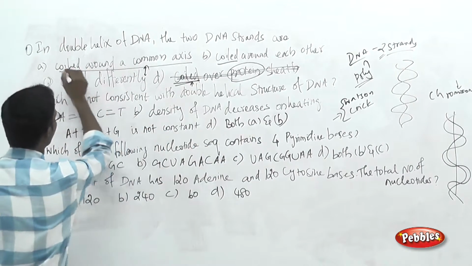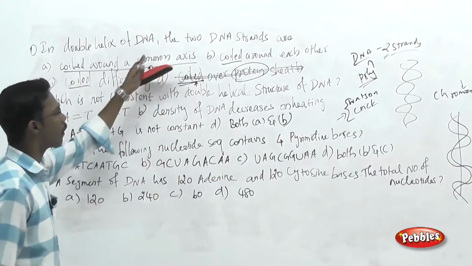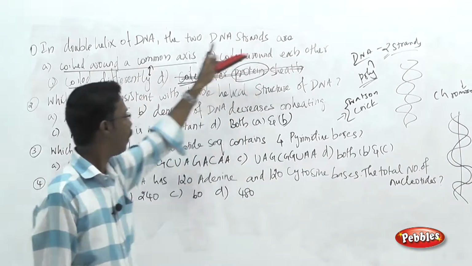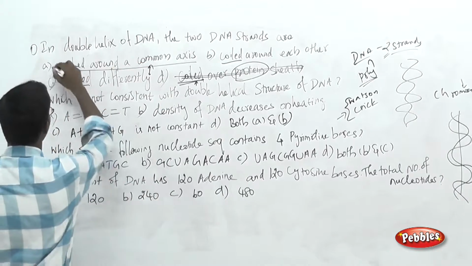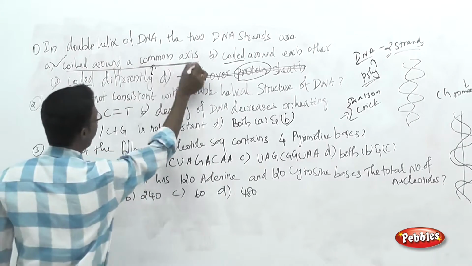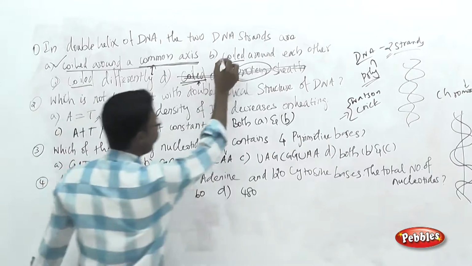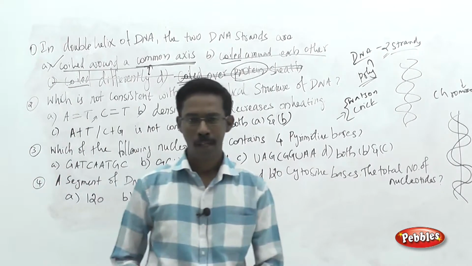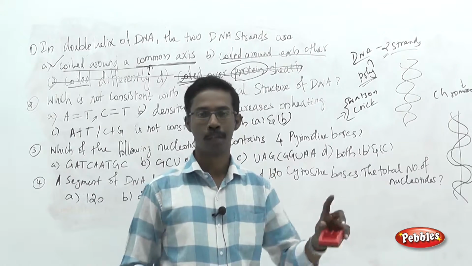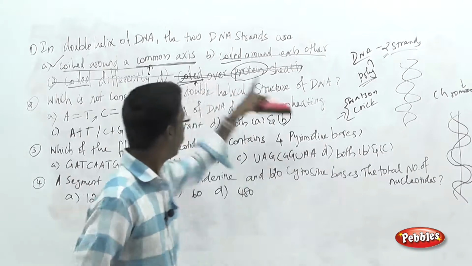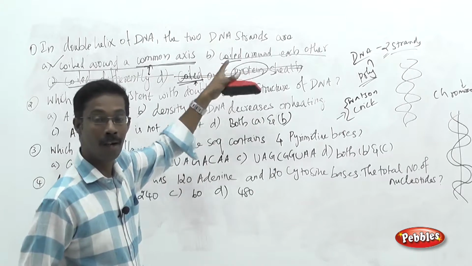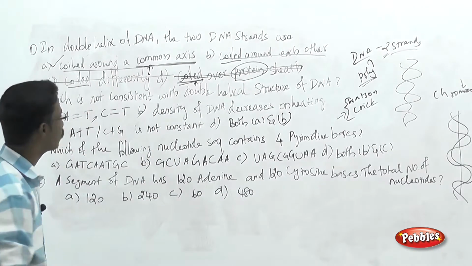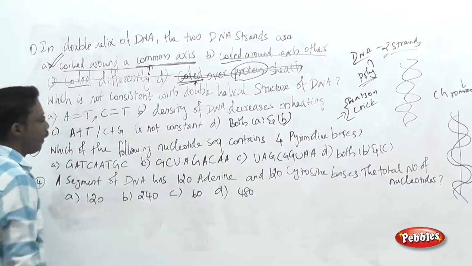When there is no choice of coiled around the common axis, then you can choose coiled around each other. But we have a choice over here, coiled around the common axis. Then you can eliminate these two choices. So over here you have to remember in DNA there are two strands. Those two strands coiled around each other. Up to this is correct. Coiled around each other in a common axis, then you have to choose the choice A.